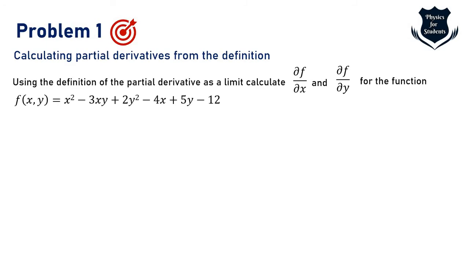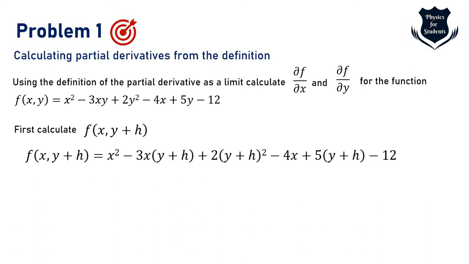So this is the first problem which we will deal with. If we get a function f of x, y equal to x squared minus 3xy plus 2y squared minus 4x plus 5y minus 12, then how do we calculate the partial derivatives from the definition? From the definition means that we will be using what I showed you right at the beginning, the long one, the limit definition. First we will calculate the function f of x, y plus h. So we expand: x squared minus 3x(y plus h), plus 2(y plus h) whole squared, minus 4x plus 5(y plus h) minus 12, which leads to this.